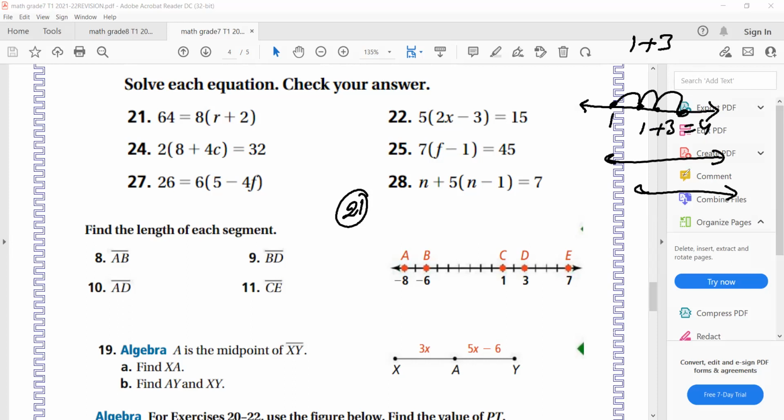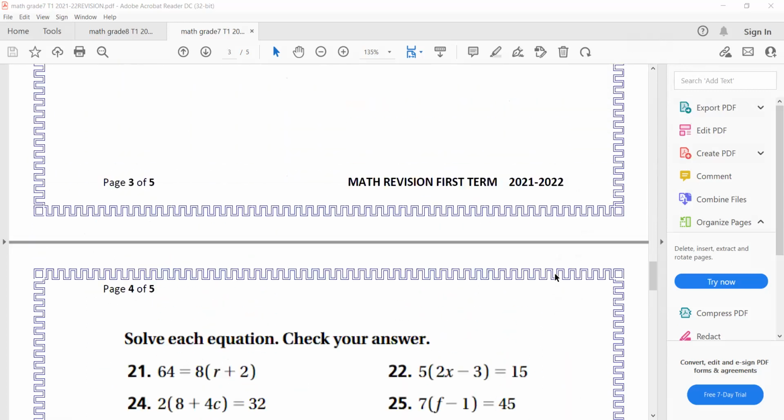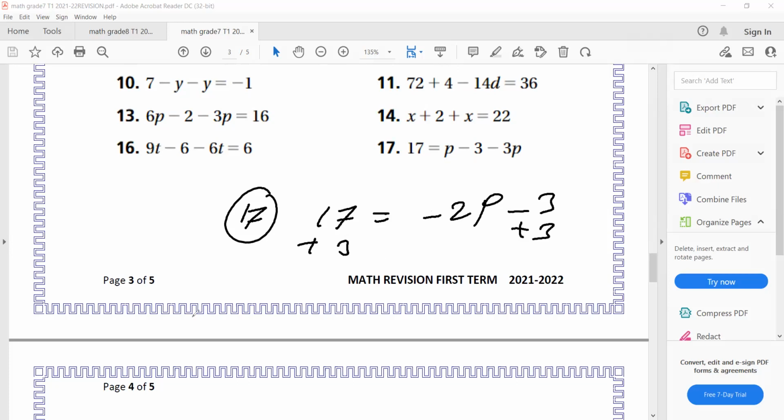Miss, can you show number 17? Because I didn't finish writing it. Okay, I recorded it. Miss, can you send us the answer key after the period? 17 equals p minus 3b minus 2p minus 3, adding 3, then 20 equals minus 2p, divide by minus 2, divide by minus 2, then p equals minus 10.